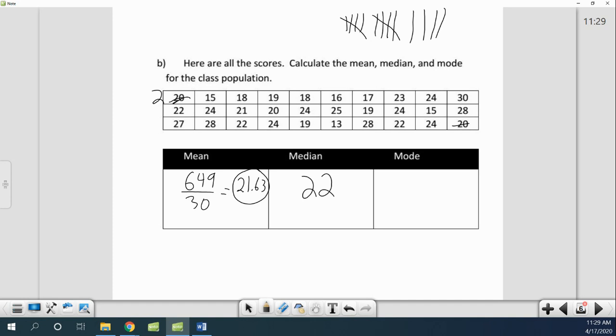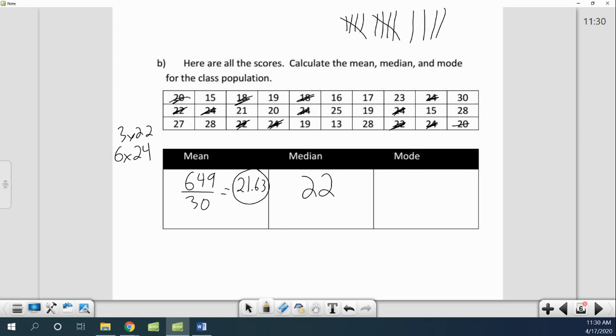Probably not it. I saw a lot of 22s, didn't I? 1, 2, 3. All right, so I got 3 22s. I can erase the 20s. I don't need that one anymore. What are 24s? I got 1, 2, 3, 4, 5, 6. Oh, yeah. I got 6 24s. There you go. That's got to be the highest.